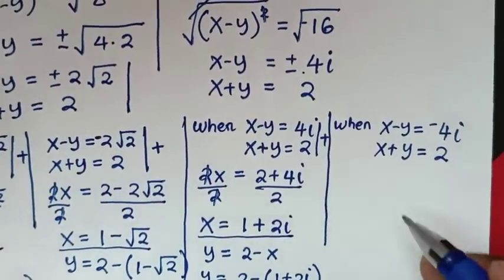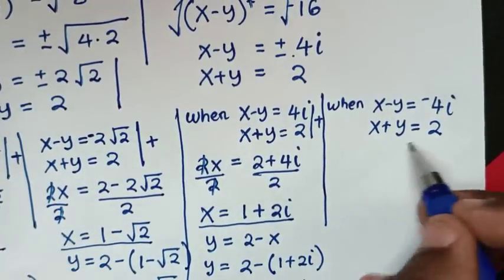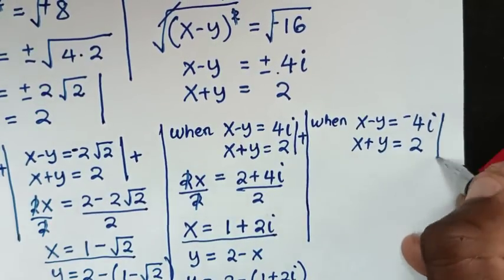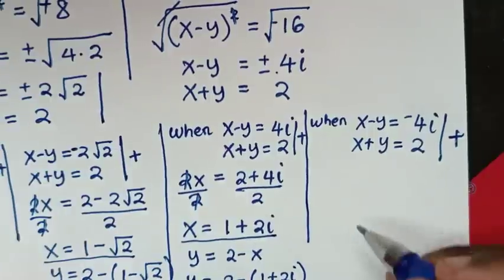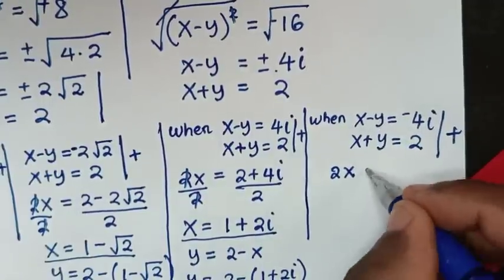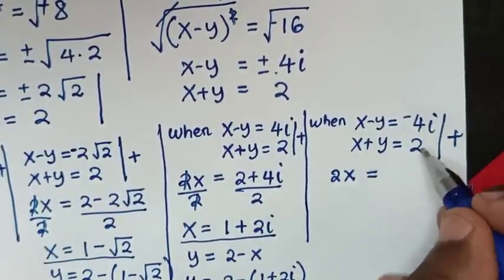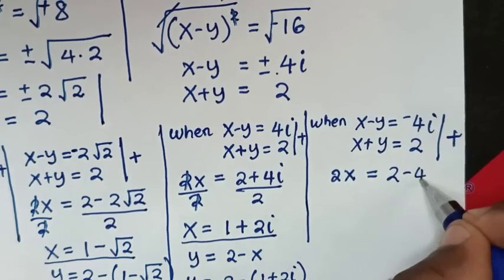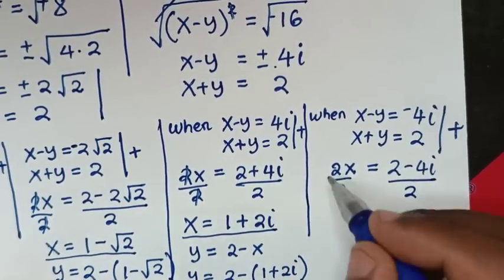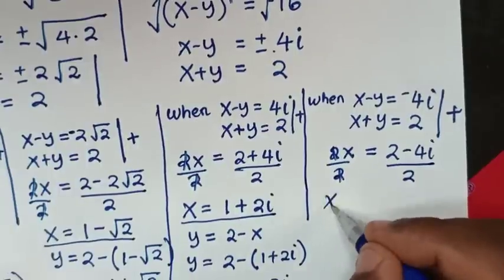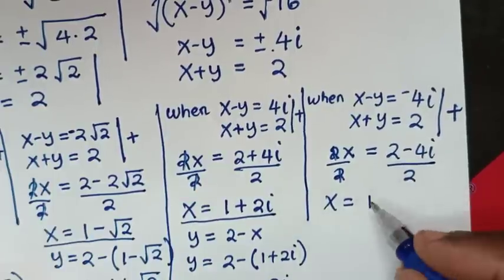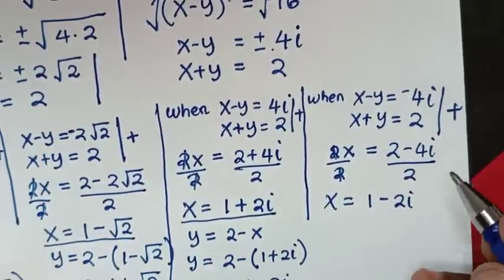And for the second equation, second solution, we'll also solve by the elimination method. So we'll add these two equations. Then this plus this is 2x. Negative y plus y is 0. Then it is equal to this plus this, which is 2, then minus 4i. Then we divide by 2 on both sides, so this and this will cancel. x is equal to 2 divided by 2 is 1, minus 4i divided by 2 is minus 2i.